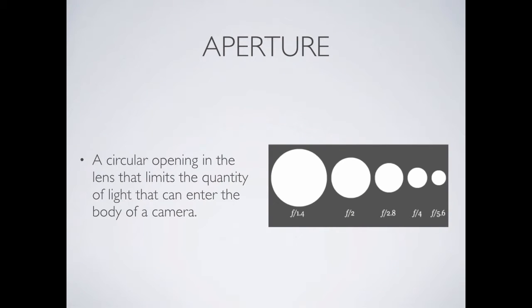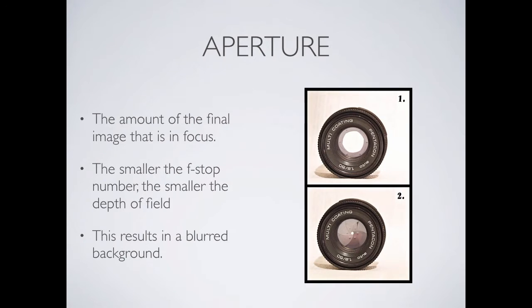Aperture, right, is the circular opening that's in the lens that lets light into the camera body itself. So aperture is really, really important in the world of photography because it does a lot of things. And we'll talk about what those are in a second. It adjusts the final amount of the image that is actually in focus. It's something called depth of field. And I'll show you a bunch of photographic examples so you understand what I'm talking about in this sense, right?